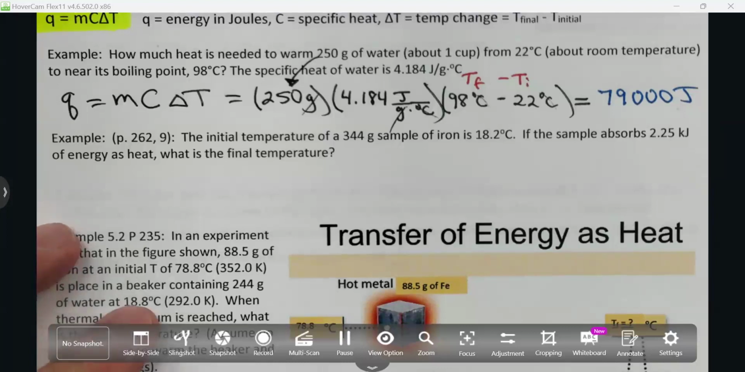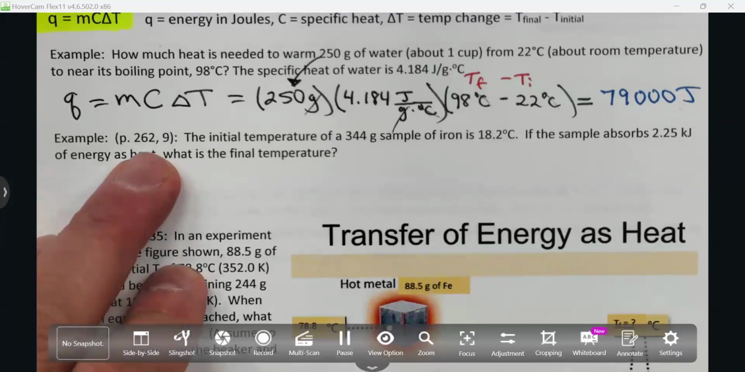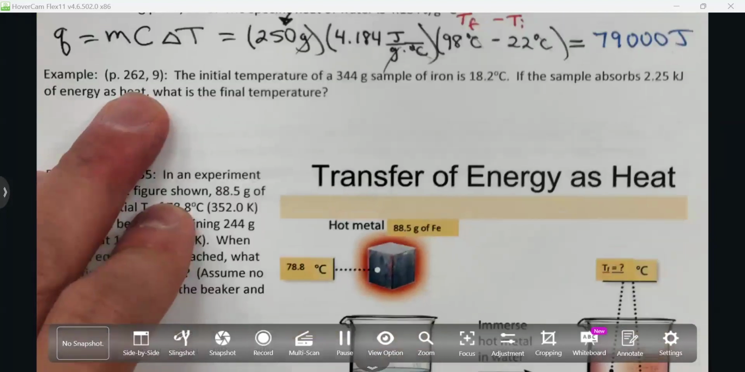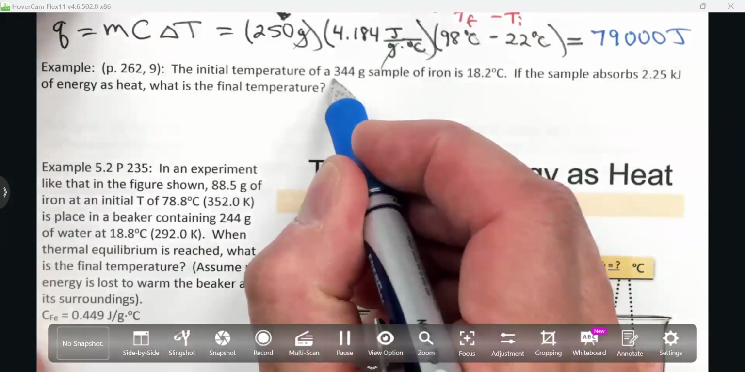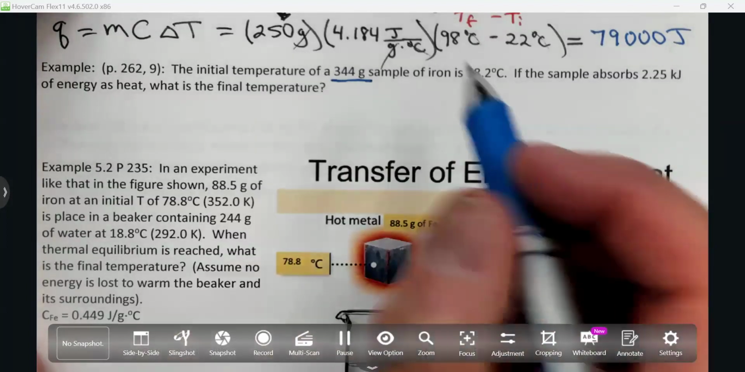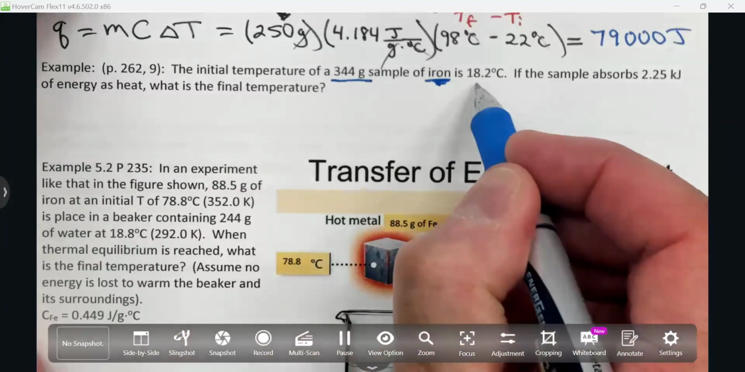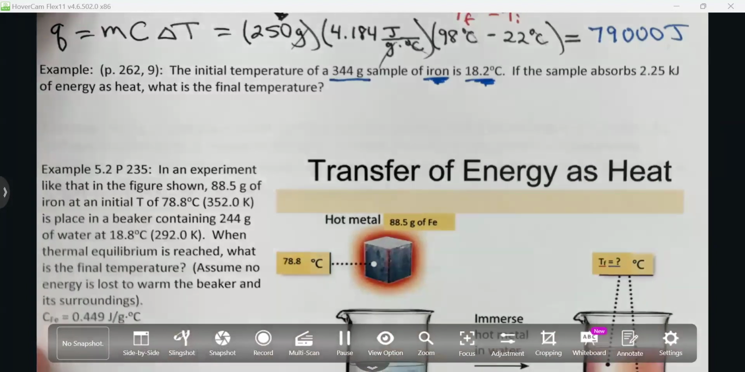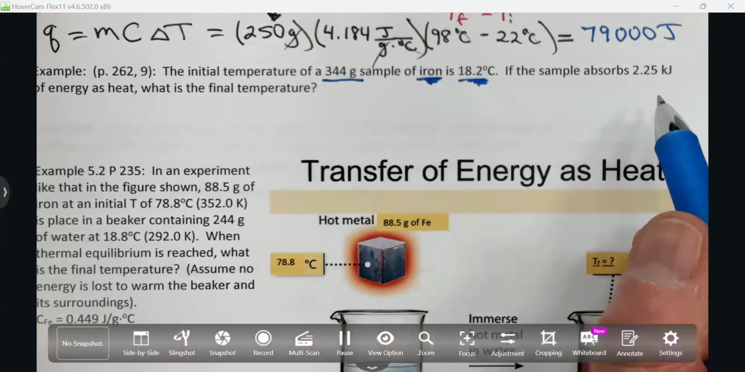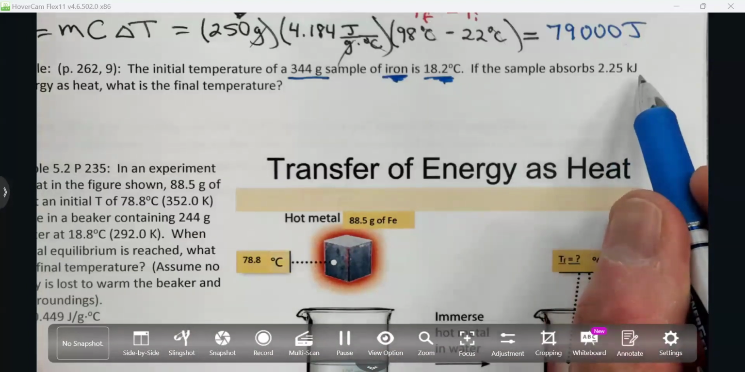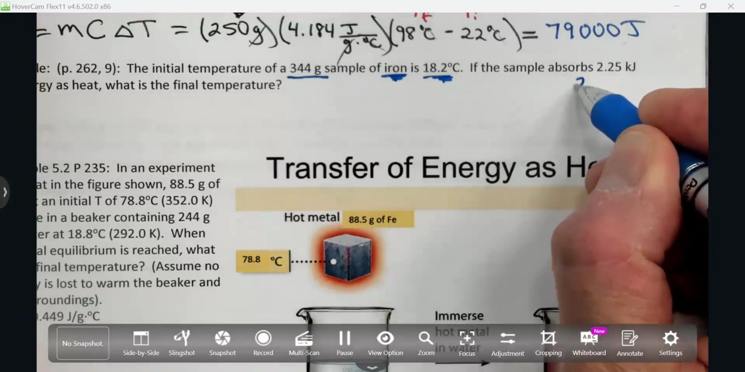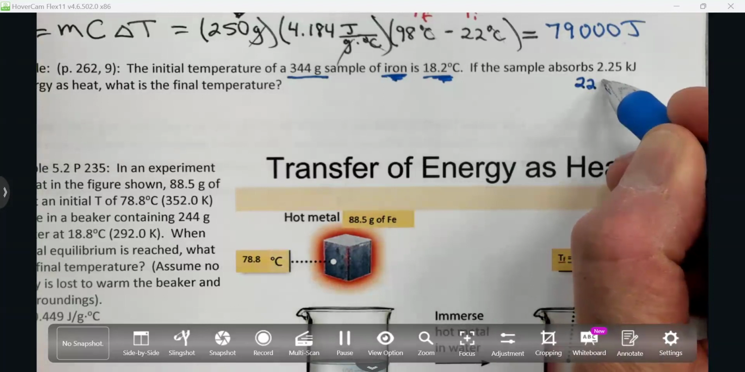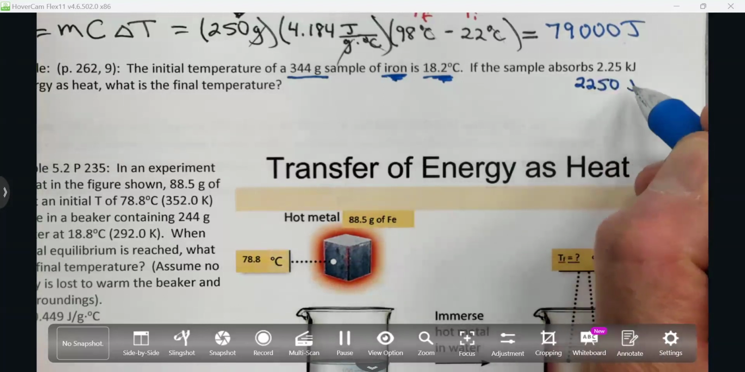Okay, next example. Page 262, number 9. It's from the book here. We had a 344 gram sample of iron at 18.2 degrees Celsius. The sample absorbs 2.25 kilojoules. I don't want that in kilojoules, I want that in joules. How many joules? 2250 joules.